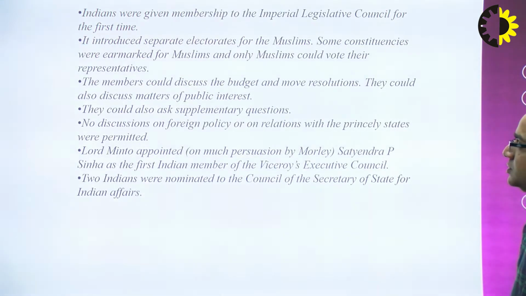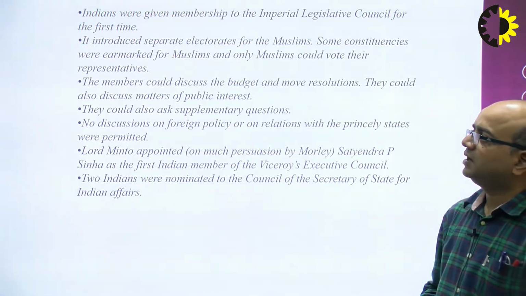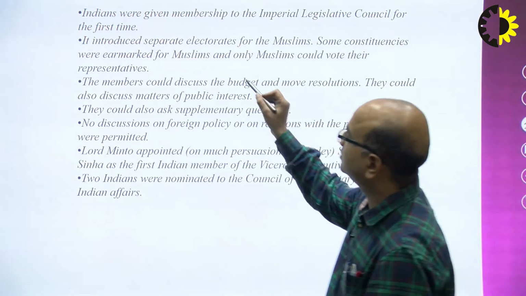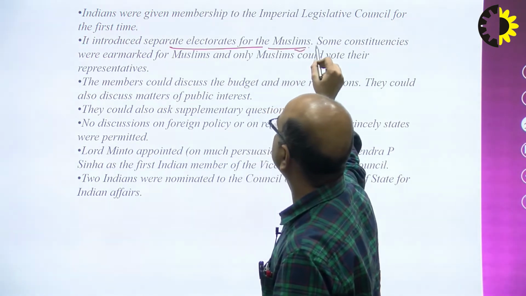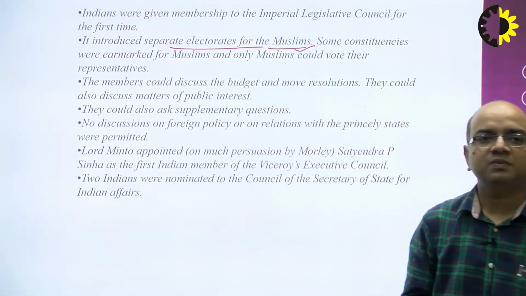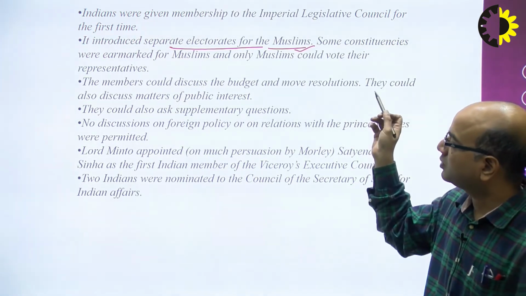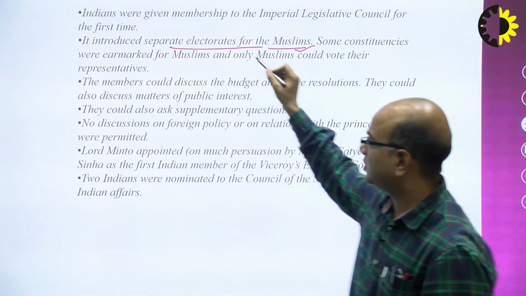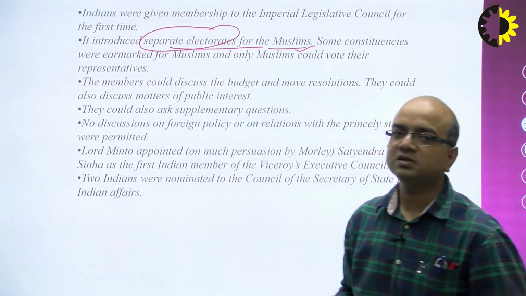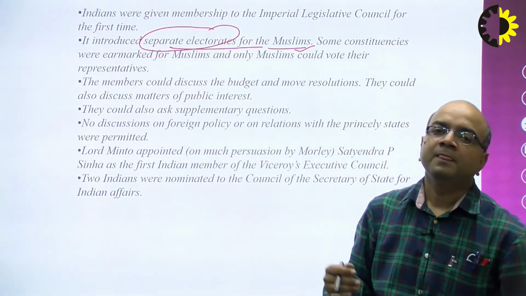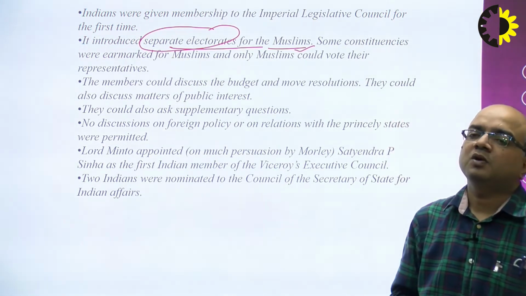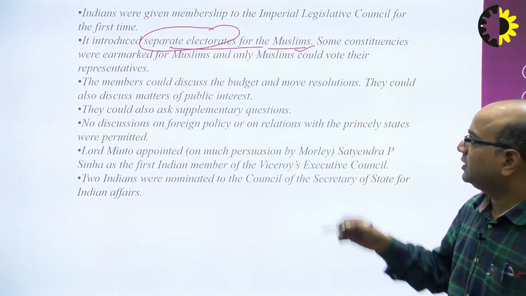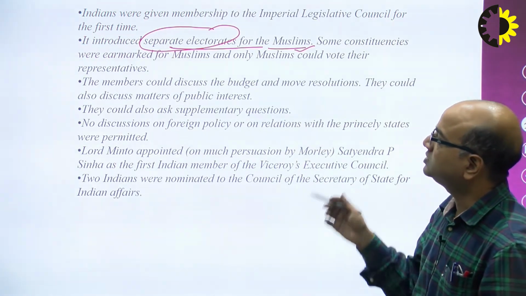Indians were given membership to the Imperial Legislative Council for the first time, and it introduced a separate electorate for the Muslims. So here again the separate electorate for Muslims was basically started, and this was the thing we found, that communal rights which took place in future, that was one of the reasons, because here the Britishers realized that it's better that now they should implement a characteristic policy, or we may say a divide and rule policy, and finally it started working through this separate representation.